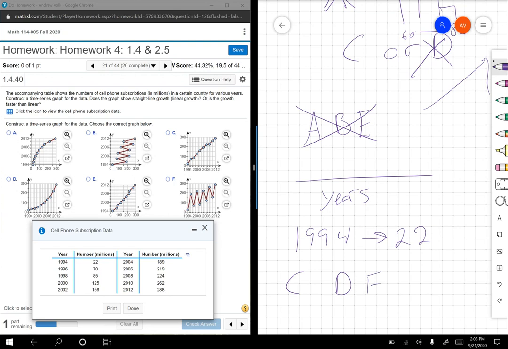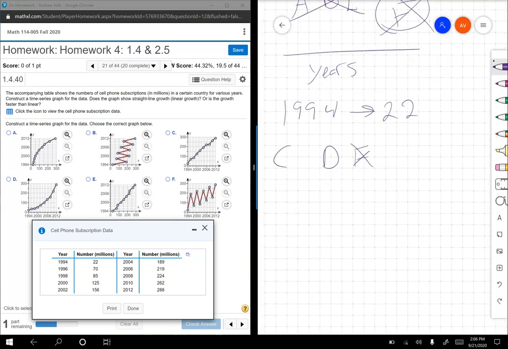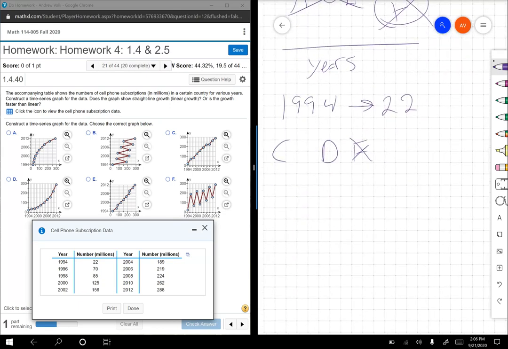Okay. The other thing we're going to notice is that as we go up, it just keeps on going up. But it looks like when they made graph F, they read it left to right. It shouldn't go zigzaggy like that. So we need to pick between, now we're just down to C and D. So let's see what's different about C and D. Well, C is straight, and D kind of has this curve.